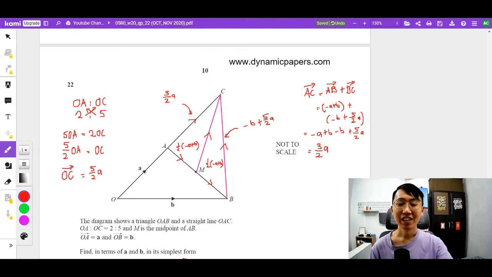Okay, so a lot of working. Draw your lines, label your diagram, and you see how I use this information. Given the ratio, I can still play around, move left and right and get this information. 5 over 2A. And that's how you do this question 22.